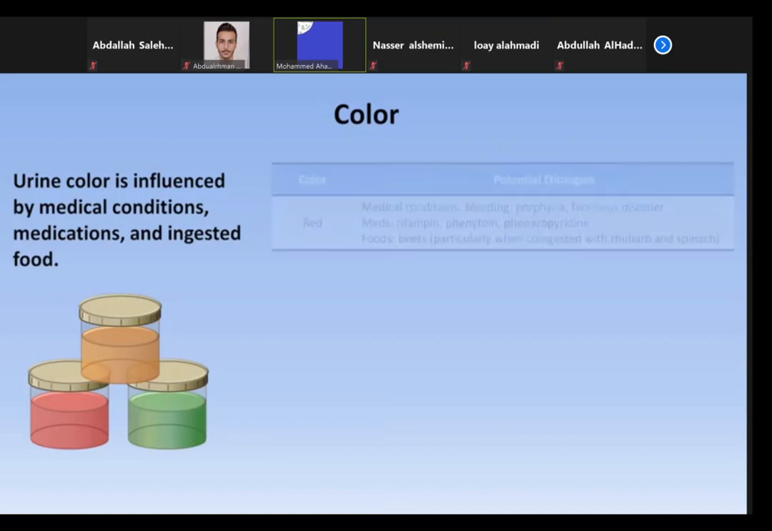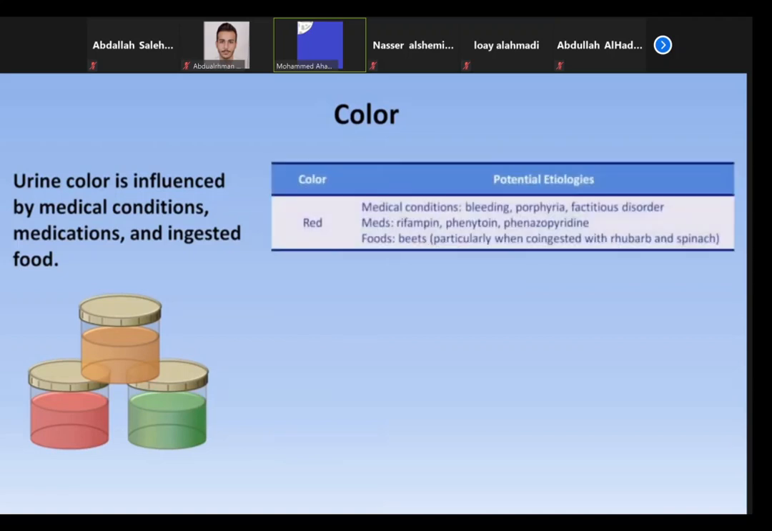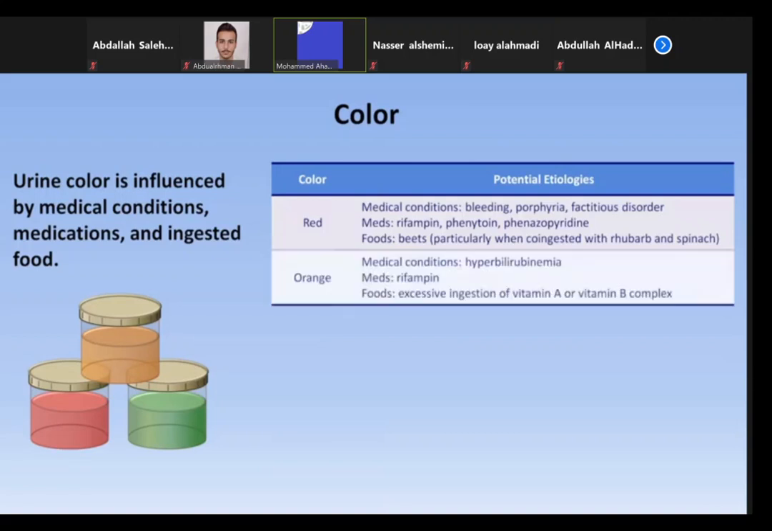Overall, red is the color which concerns me the most, as it is most often the result of bleeding somewhere in the GU tract. The source of bleeding can be the kidneys, the ureters, the bladder, or the urethra. Orange urine is most often the result of hyperbilirubinemia. In other words, any condition which leads to an elevated level of bilirubin in the blood, such as liver disease or hemolysis. The antibiotic rifampin also leads to orange urine.